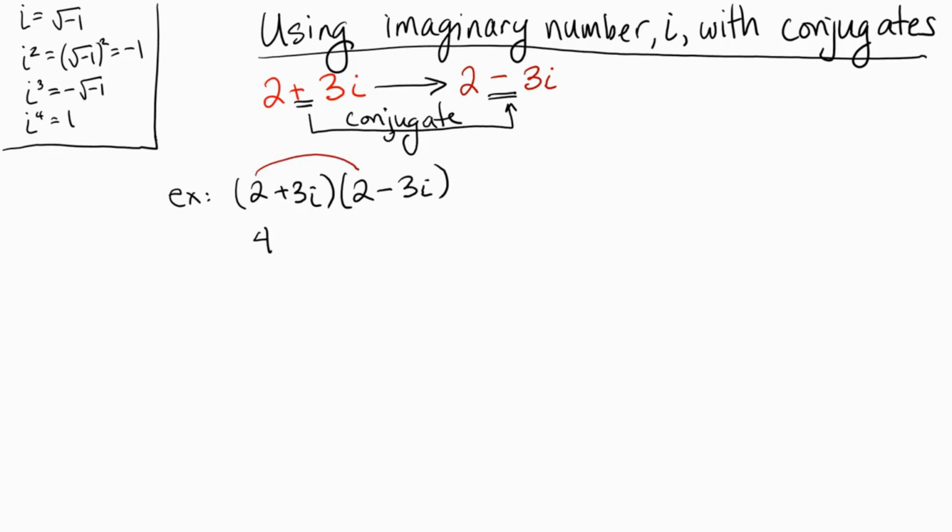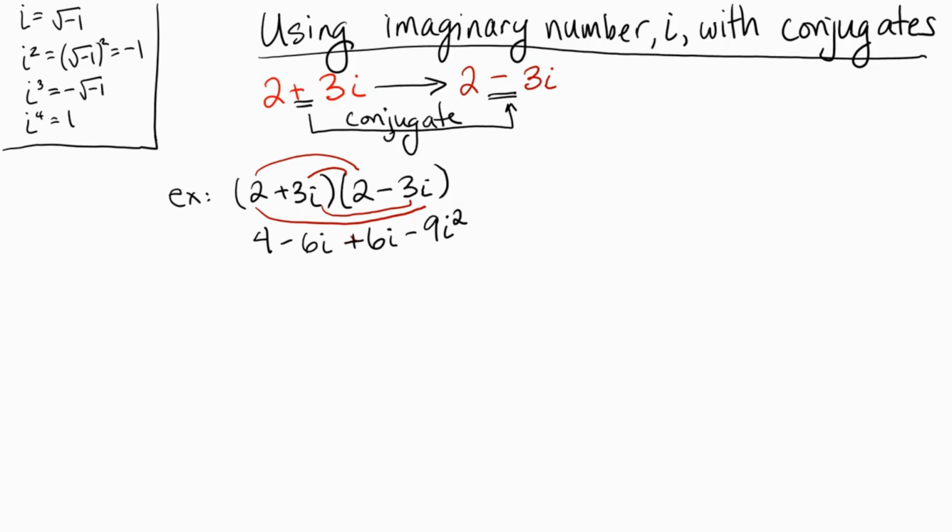Our next value is O, so we're going to do outer. So 2 times negative 3i, so minus 6i. And then inner, so we're going to do 2 times positive 3i. And then we're going to do last. So last is right there. And so last is 3i times negative 3i. So we're going to have negative 9i squared.